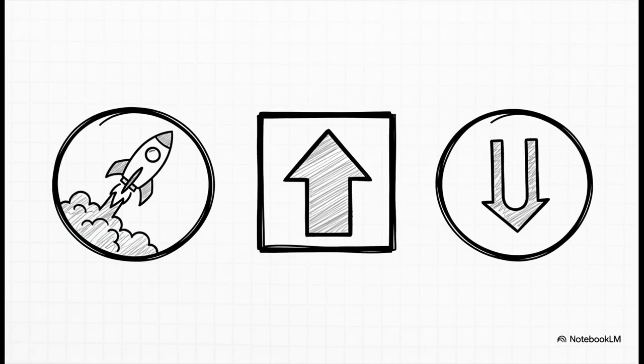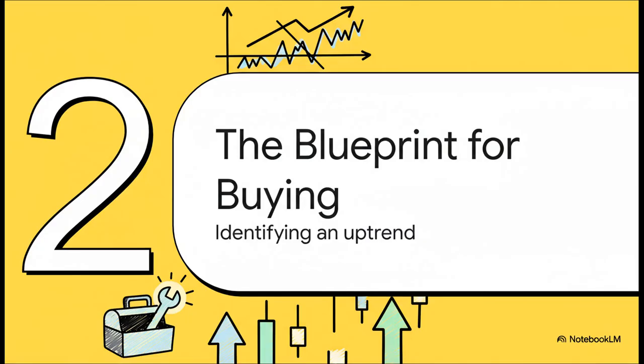So, what's the big deal with these three things? Well, think of them as a window into the market psychology. They help us gauge the momentum, the strength of a trend, and maybe most importantly, they can signal when a trend might be about to turn around. All right, basics are covered. Now for the fun part, the blueprint for buying.